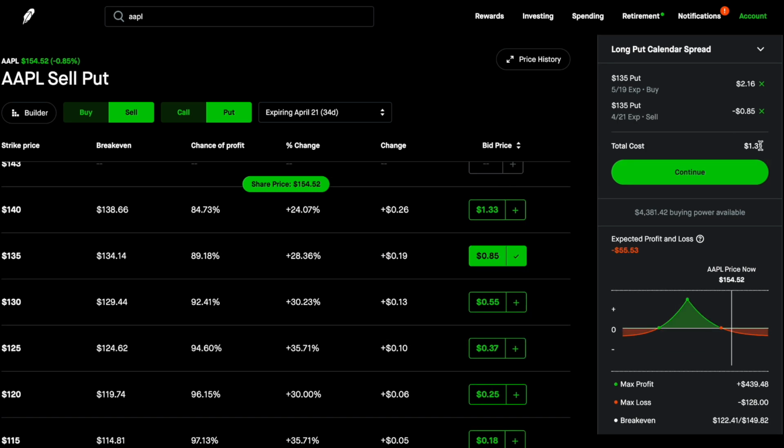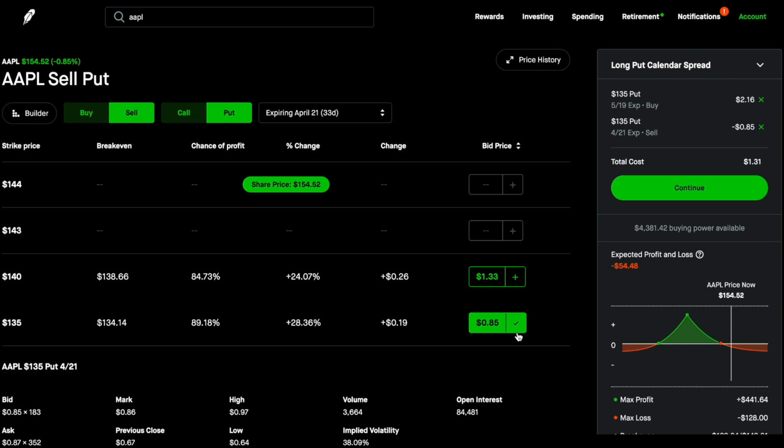Now you can see the debit paid is going to be far less than what it was before, because we were purchasing and selling the at the money options. The out of the money options are going to be priced less because there's a lower probability of the stock moving that far. But you can see that the risk to reward ratio is actually quite large. It's over 4-to-1, with max profit being around $400+. And of course, our max loss is going to be the debit paid, about $1.30.